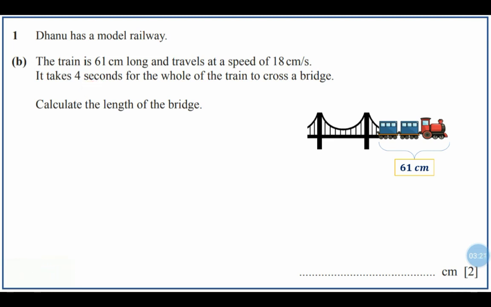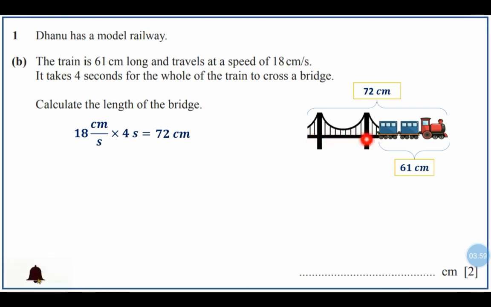If you have that, you can calculate the distance traveled by the train by using the formula distance is equivalent to speed times time. So if you multiply the speed and the time, you will get 72 centimeters. So 72 centimeters will be the distance from the starting line to the front of the train when it finishes crossing the bridge.